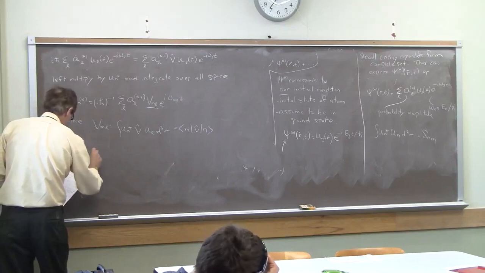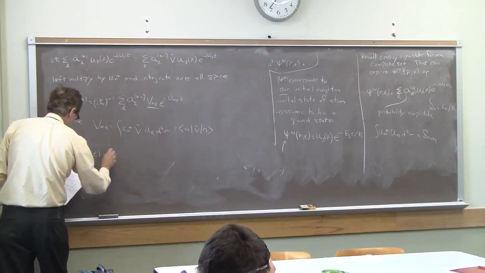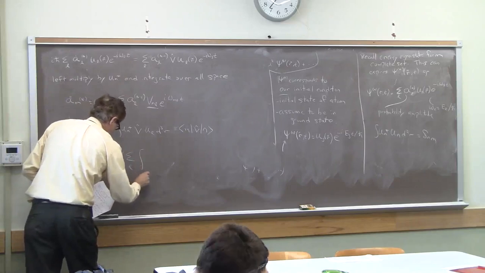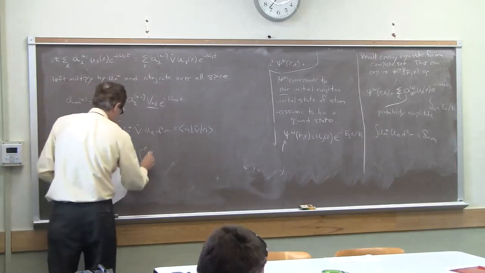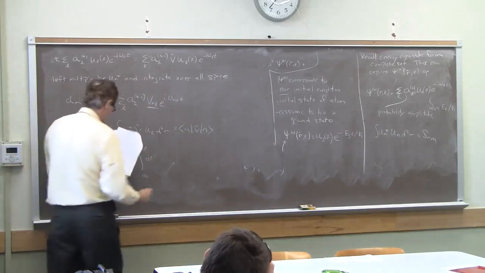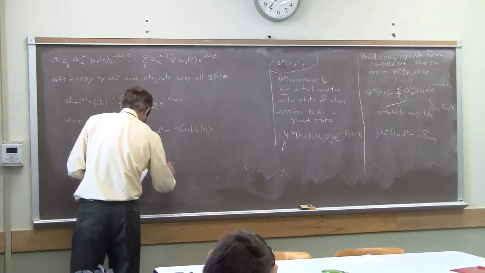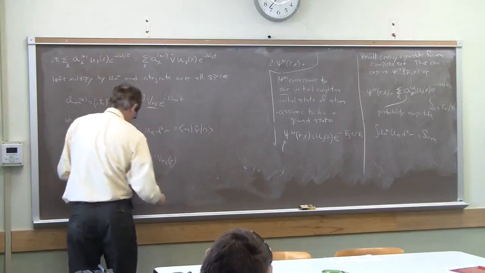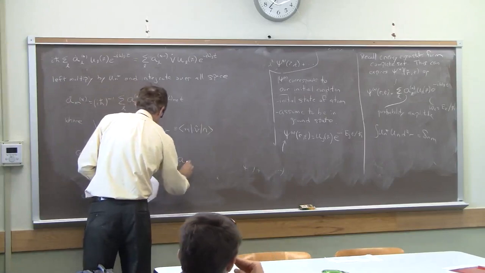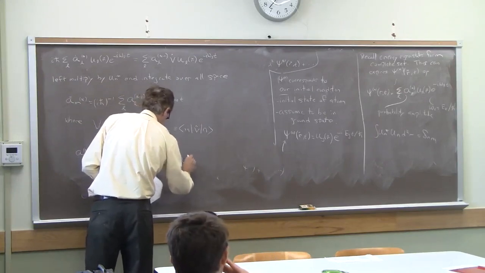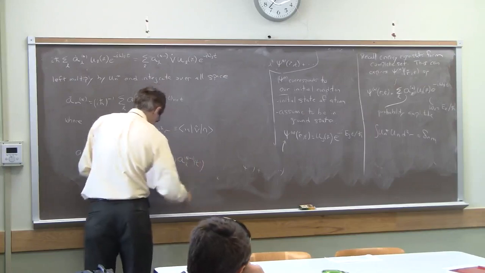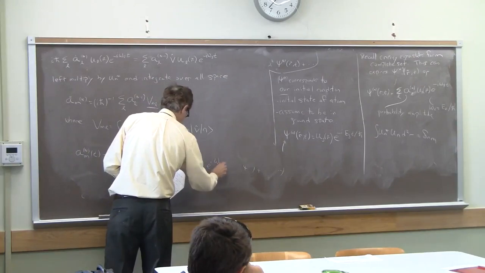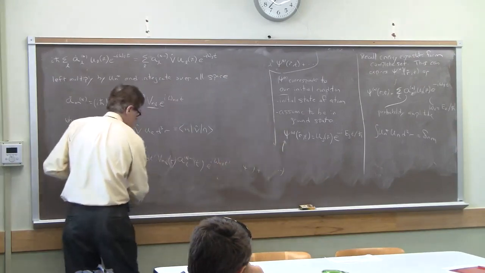A_mn of t is i h-bar to the minus 1, sum over l, integral from minus infinity to t, dt prime, V_ml of t prime, A_l^(n-1) of t prime, e to the i omega_ml t prime.